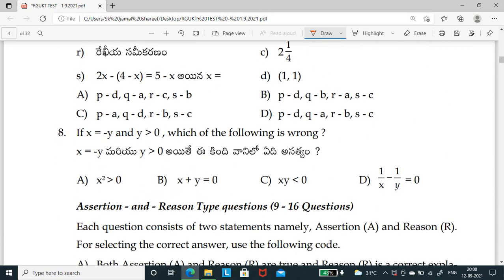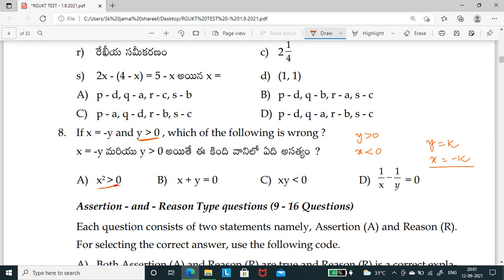So x is equal to minus y and y is greater than 0. Then which of the following is wrong? So since y is positive, clearly x is negative. Now, suppose if I say y is equal to some k, then x is equal to minus k, right?